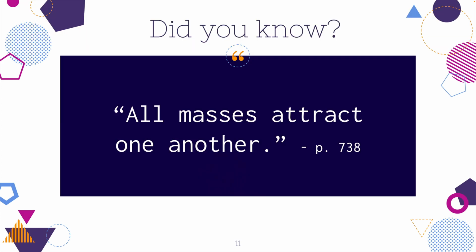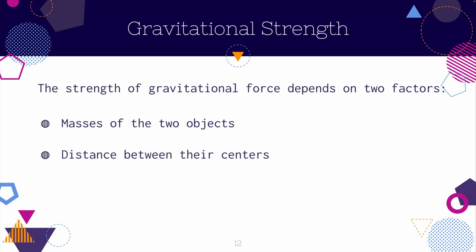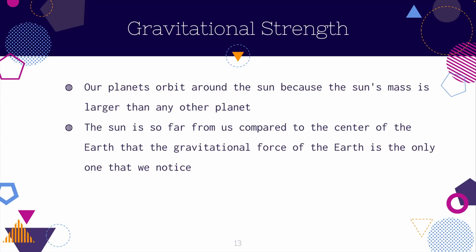Did you know all masses attract one another? Gravitational strength. The strength of gravitational force depends on two factors: the masses of the two objects and the distance between their centers. Our planets orbit around the sun because the sun's mass is larger than any other planet. The sun is so far from us compared to the center of the Earth that the gravitational force of the Earth is the only one that we notice.